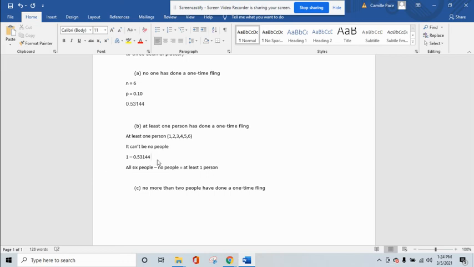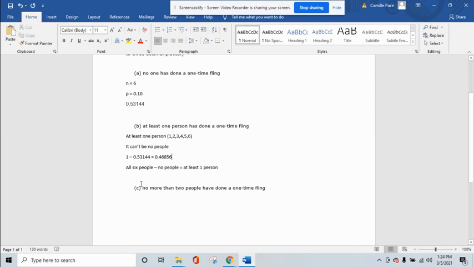So if I do 1 minus 0.53144, let me do it in my calculator, 1 minus 0.53144, I get 0.46856. Make sure to round correctly for the homework.